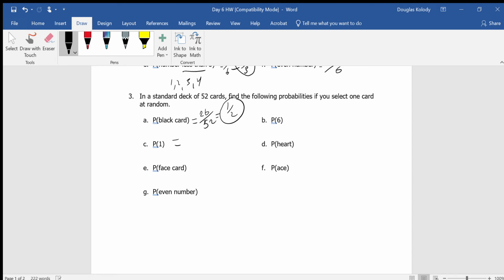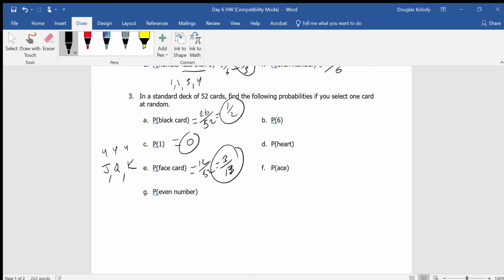What's the chances of a 1? Some games consider the ace a 1. Do not consider the ace a 1. There is no card that has the number 1 on it, so that is 0. A face card, those are the jacks, the queens, and the kings. And there are 4 jacks, 4 queens, and 4 kings. So that is 12 cards out of 52, which reduces to 3/13.